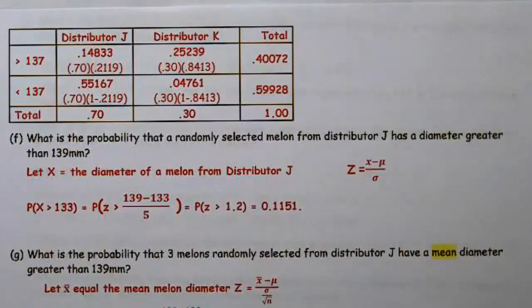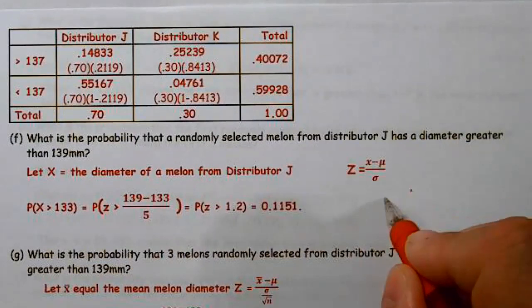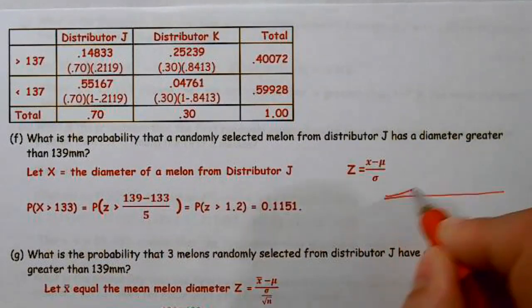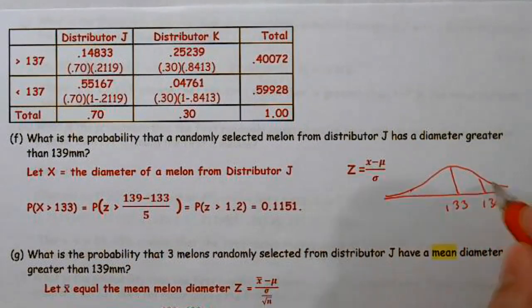So I just copied the table over since we're going to be referring to it. What's the probability that a randomly selected melon from distributor J has a diameter greater than 139 millimeters? Well, we already did the one with 137. This is kind of just a repeat of that problem, but we change the size. So we're still working with a 133, but now the melon I need is 139.